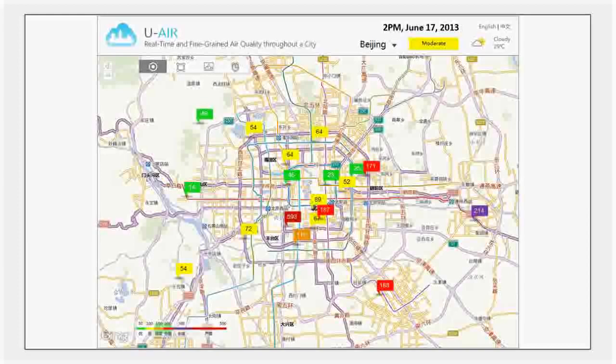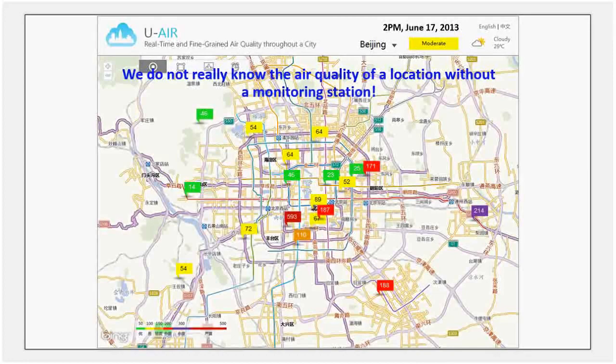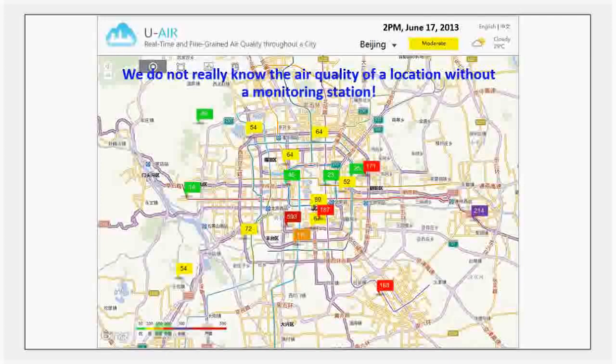It's not surprising to see this phenomenon, as air quality is influenced by multiple complex factors, such as traffic flow, land use, density of structures or buildings, and fine-grained meteorology. So these factors could be very different in different places of a city. Now the problem is we don't really know the air quality of a location without a monitoring station. For example, what's the air quality of our current location? It's not an average number of the readings from the existing stations.